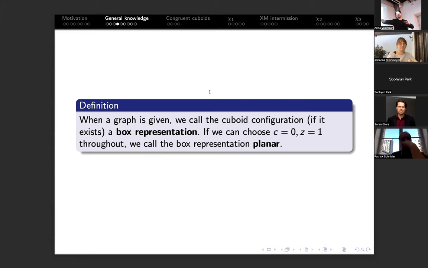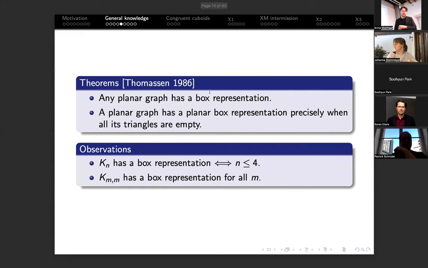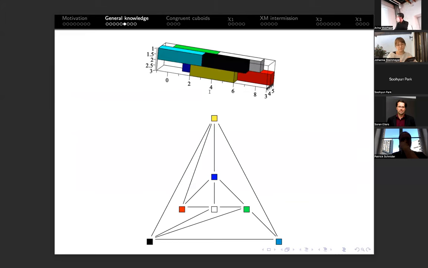And if we can do it in one layer, so that's just saying that the set coordinates is one high, and everything lives in one layer, then we call the box representation planar. One important result, which is very well known, is due to Thomassen. He proved that any planar graph has a box representation. And he also proved that a planar graph has a planar box representation precisely when it has no triangles. You can see in the drawing here what this is all about. This is a planar graph, and you can see that I've done a cuboid representation of it. But there's no way we can do this in one plane.